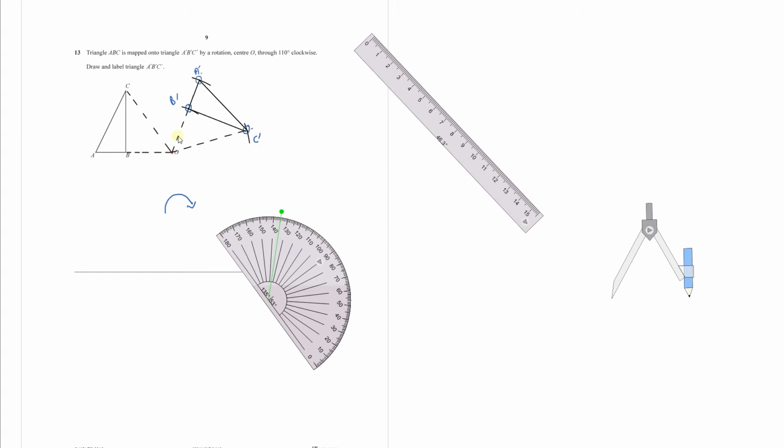So for all of these, for AB, you computed this angle. This is 110 degrees, and to rotate C, I rotated through this angle here, which is also 110 degrees. So this is your new triangle A prime, B prime, and C prime.